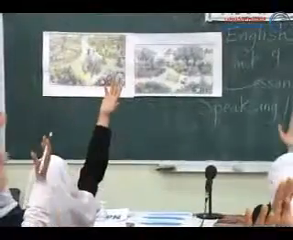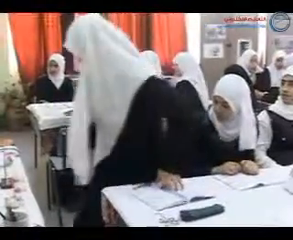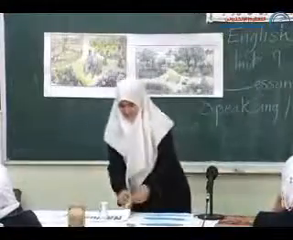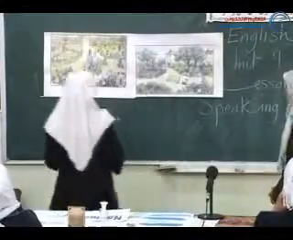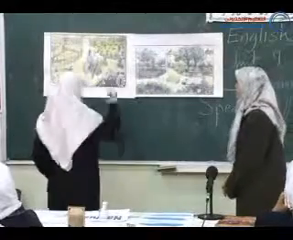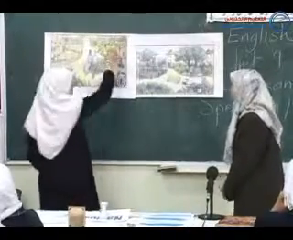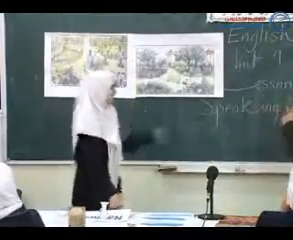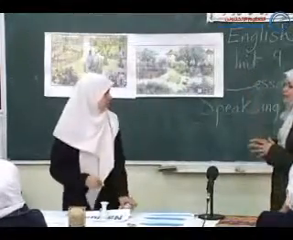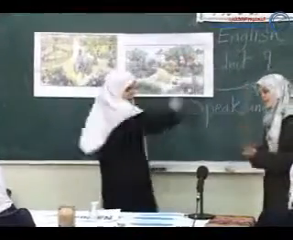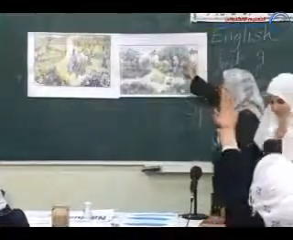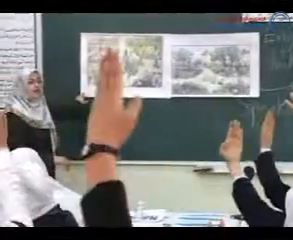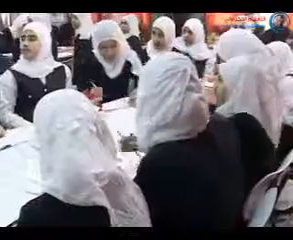Well, yes, Fatma, come here quickly. In picture number one, the trees are smaller than the trees in picture number two. Trees in picture number one are smaller than trees in picture number two. Yes, that's okay. Who else? Yes, Aisal, come here quickly.